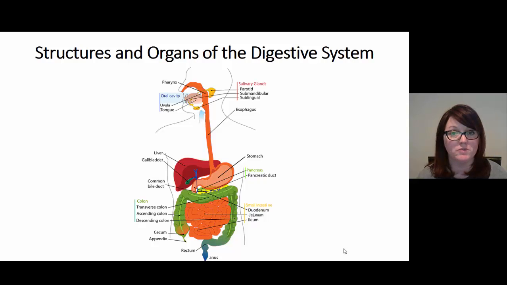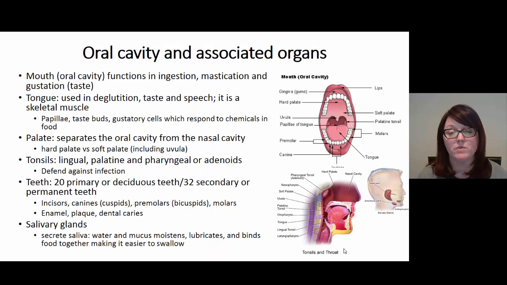Now let's take a look at some of the specific structures and organs of the digestive system. And we'll start where ingestion occurs, which is the oral cavity. So the oral cavity is also commonly referred to as the mouth, right? And not only does it function in ingestion, but it's also involved with mechanical digestion, specifically mastication or chewing. And it also is involved with gustation, which is taste. So this is a sensory process that's obviously highly important during the process of ingesting our food.